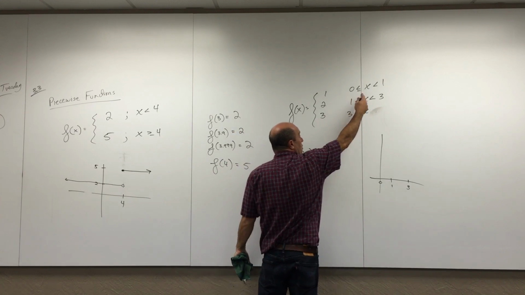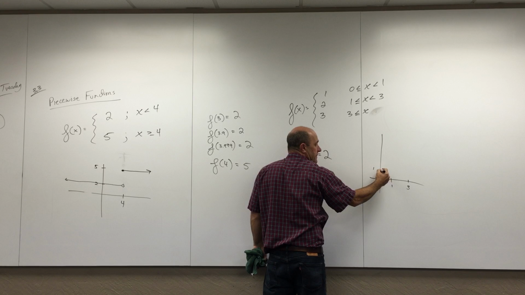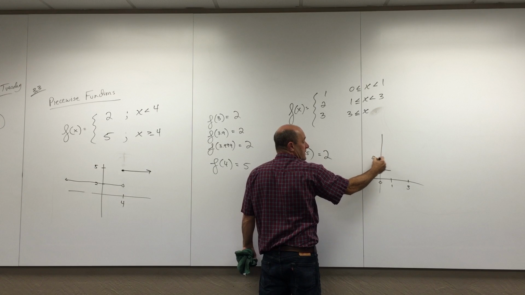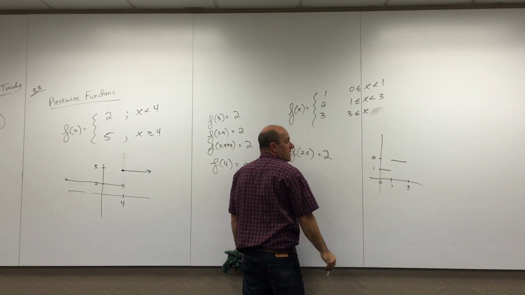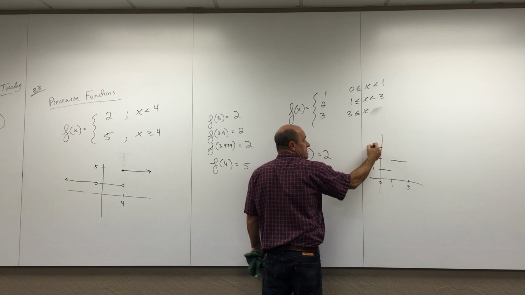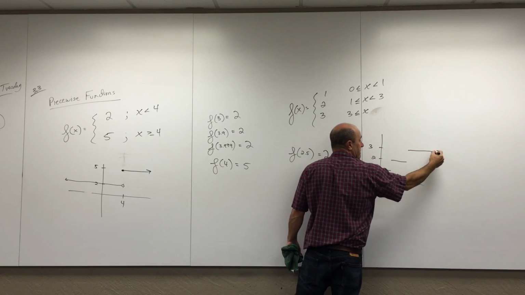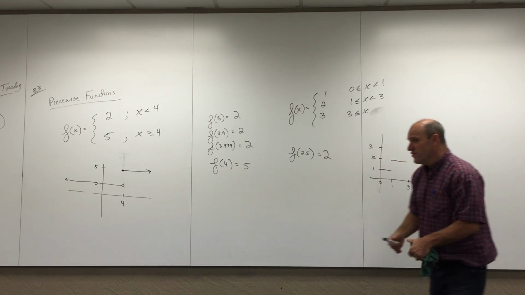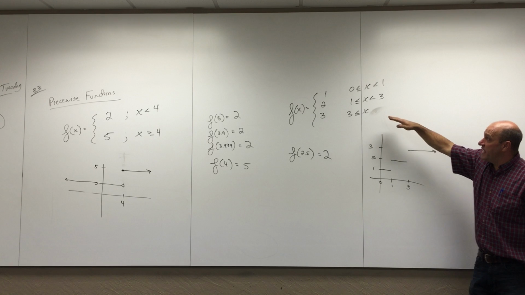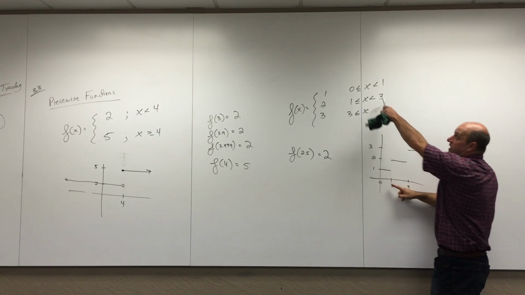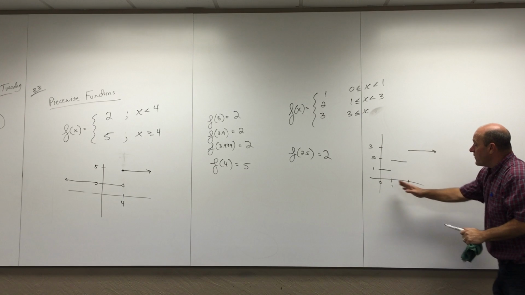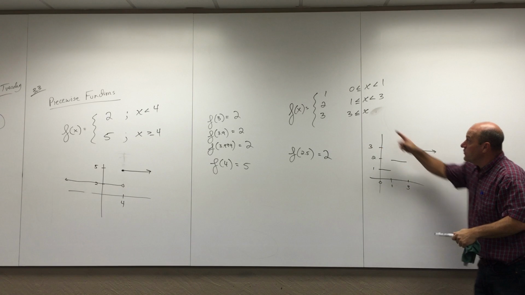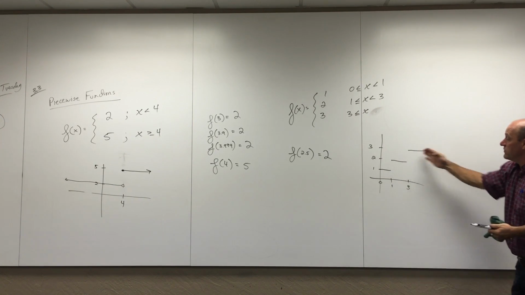So what is it? Between 0 and 1, the y value is 1. Between 1 and 3, the y value is 2. Greater than 3, the y value is 3. I'm good at reading these. I'm just reading it quickly and doing what it says. Between 0 and 1, what's the y value? 1. For x values between 1 and 3, what is the y value? 2. For x values greater than 3, the y value is 3.